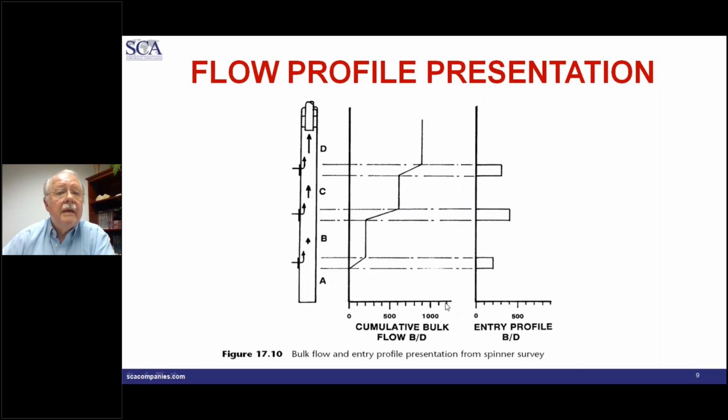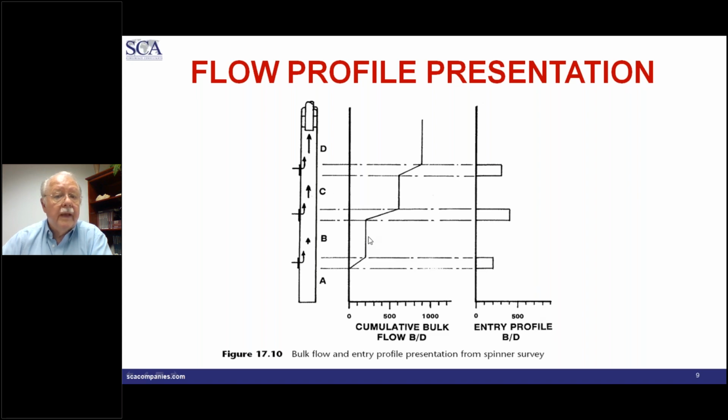This is how the data might be presented. What I have are 2 different type presentations here. This one here shows the cumulative production coming from bottom up. So in interval A, for example, we might have 0 flow. In interval B, we may have 200 barrels a day. So we have an entry here of 200 barrels a day. You can see the entry profile on this figure over here.